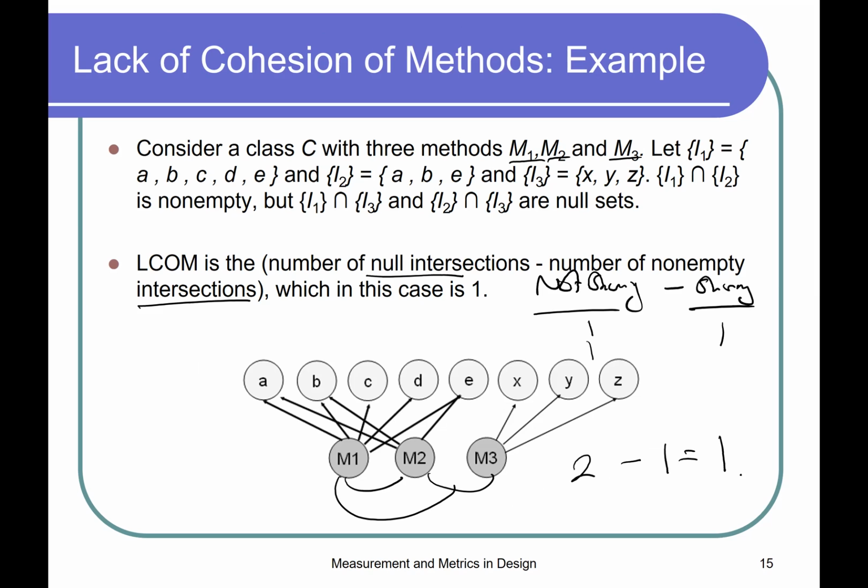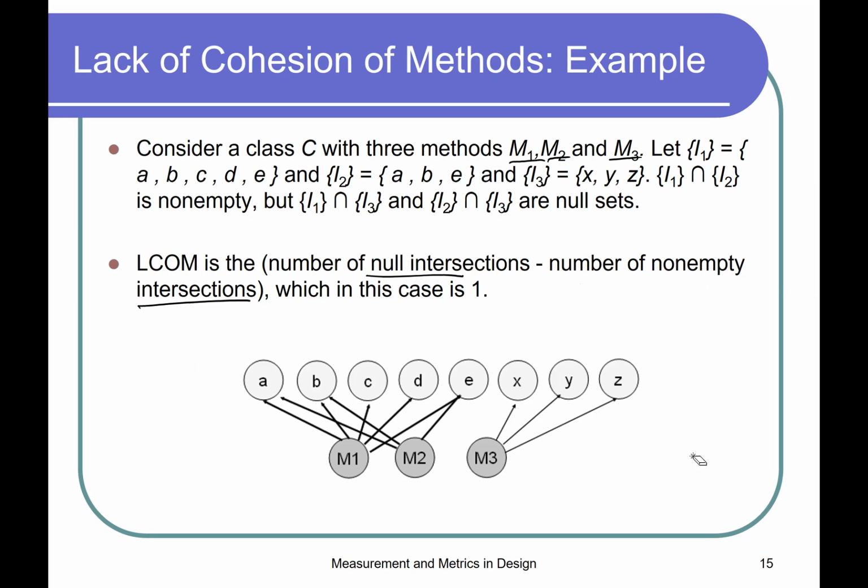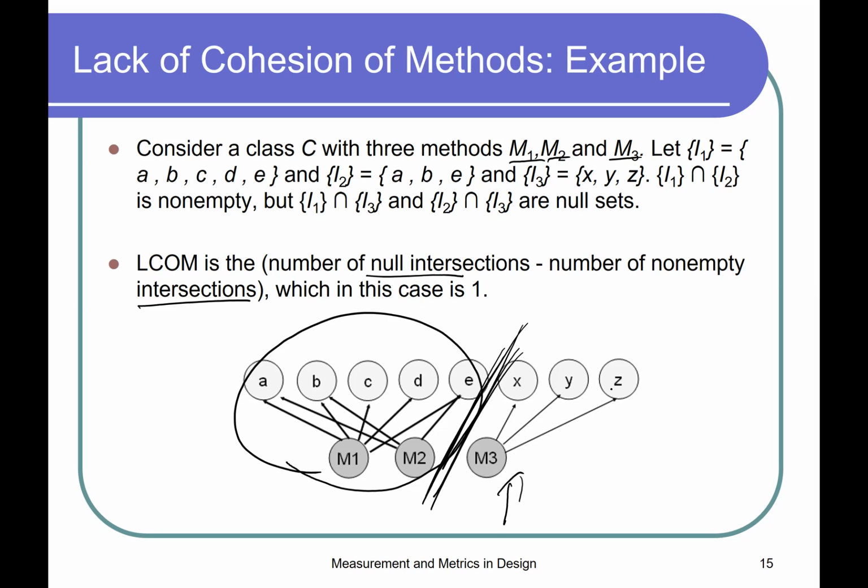Okay, so I'm not doing so bad, but I'm not doing so good either. You can see there's a disconnect between M2 and M3 and M1 and M3. So those together are very cohesive, yet this on its own is isolated. In other words, M3 might as well have belonged in a different class.